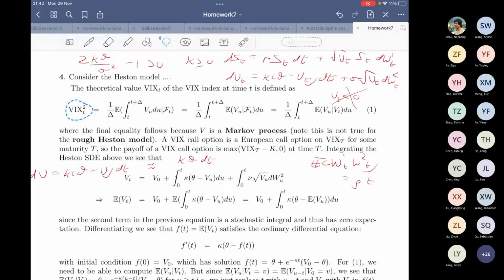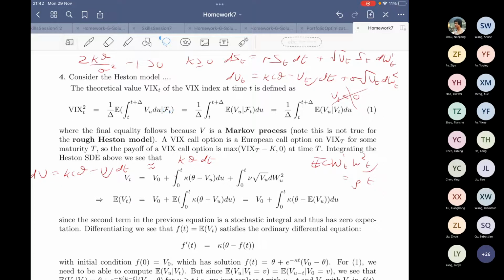So the VIX squared is defined to be this conditional expectation. It's essentially the average from T to T plus delta. By average, I mean you're integrating V_u du, but dividing by the length of time between T and T plus delta. So this is the expectation of the average of V_u, conditioned at time T.